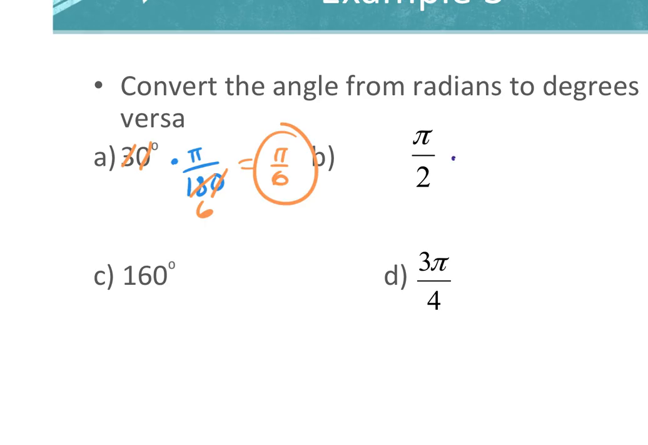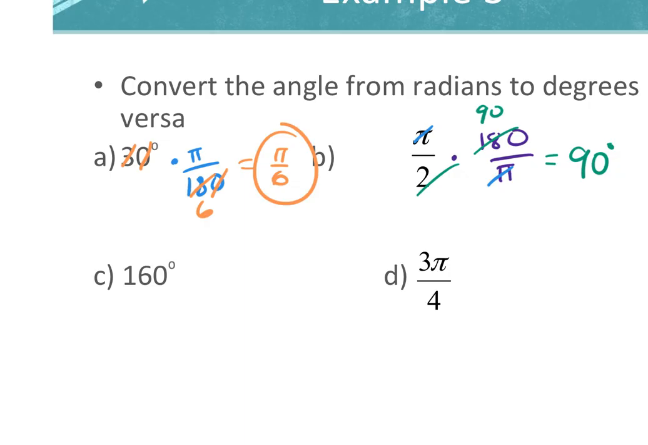All right, so pi over 2 times... Now we're going the other direction. 180 over pi. The pi's are going to cancel, and 2 goes into 180 how many times? 90. Think about it. Where was the pi over 2 on our graph? At the top. Where's the 90?